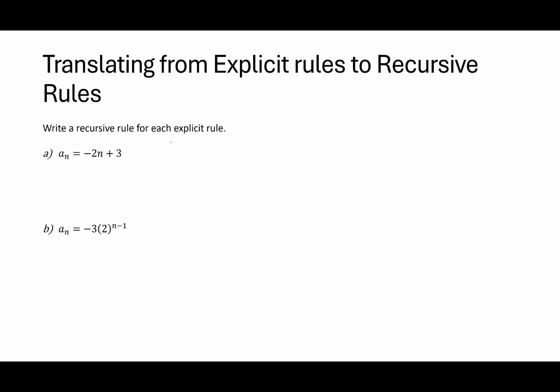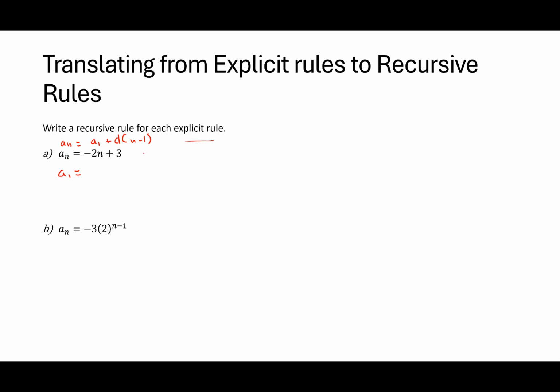So write a recursive rule for each explicit rule. All right, so we've been given an explicit equation. For my recursive rule, I'm first going to need to know what a of 1 is. I need to know the first term. Not quite as clear here because they didn't write it in the way that we're familiar with. So that makes it a little bit tricky. But don't forget, a of 1 is just the first term. And this equation is built to tell us what the value of each term is.